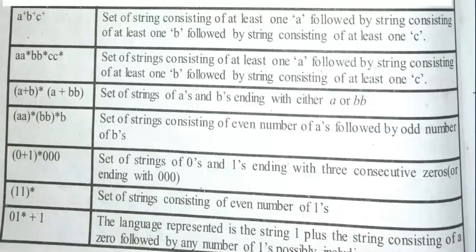Okay, so here, A to the power of plus, B to the power of plus, C to the power of plus. What does it state exactly? Minimum a single A, single B, single C will be there. A, B, C. Or else we may be getting any number of A's, one or more number of A's followed by one or more number of B's and one or more number of C's exactly. So here, set of strings consisting of at least one A followed by a string consisting of at least one B followed by a string consisting of at least one C exactly. So this is what A plus B plus C stand for.